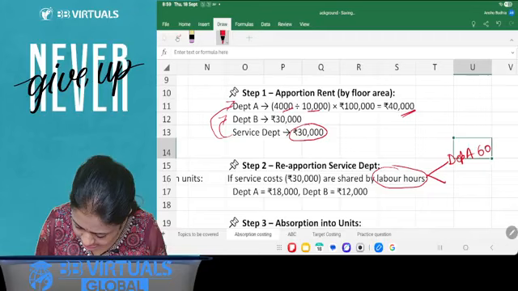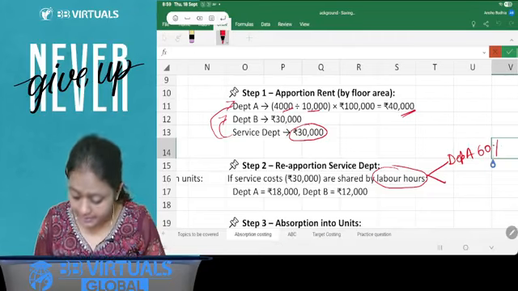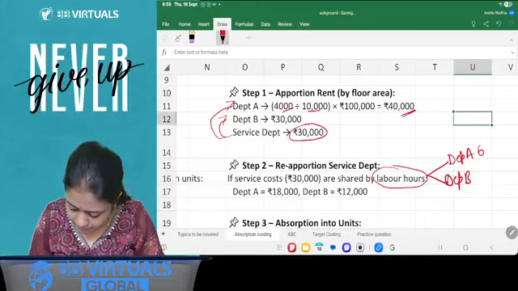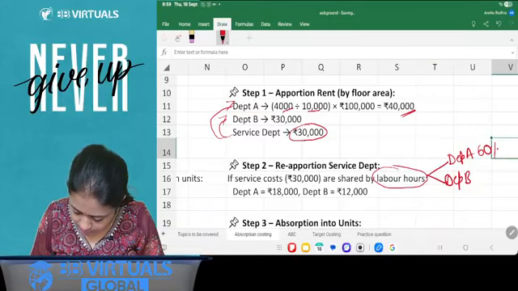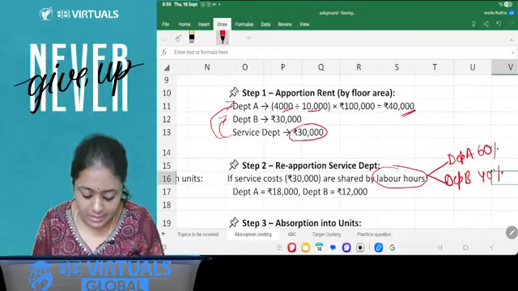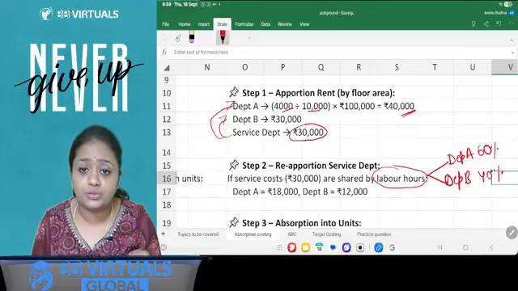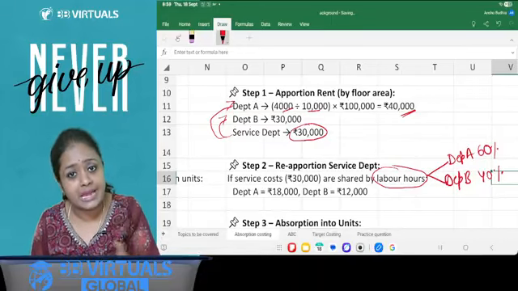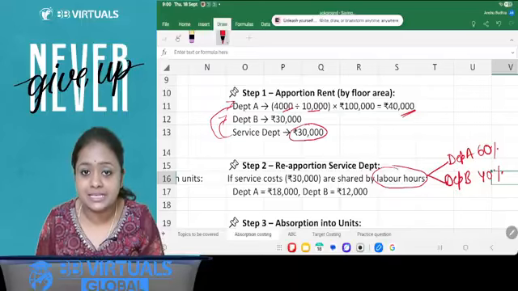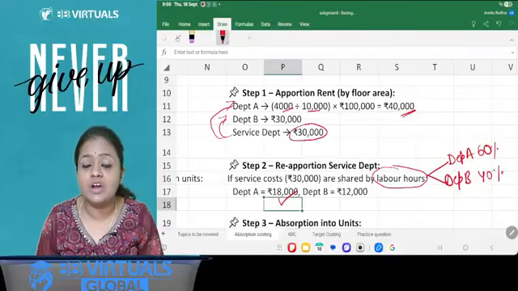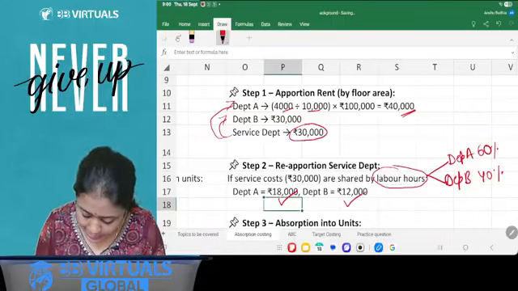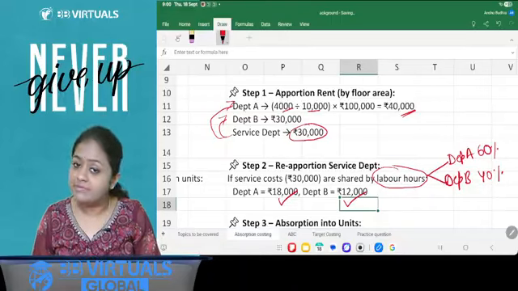So I will write here: Department A is using 60% of the total time and Department B is using 40% of the total time. So in this ratio, can we allocate this service department overhead to the different production departments? Yes, ma'am, we can do it. Let's do it. 30,000 multiplied by 60% is 18,000 for Department A, and 30,000 multiplied by 40% is 12,000 for Department B. We have done the reapportionment.